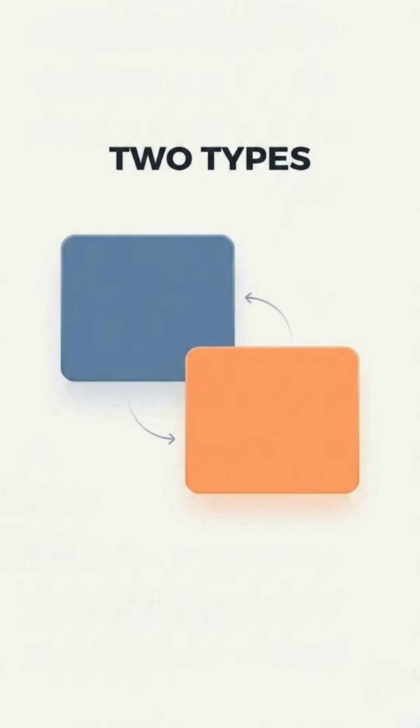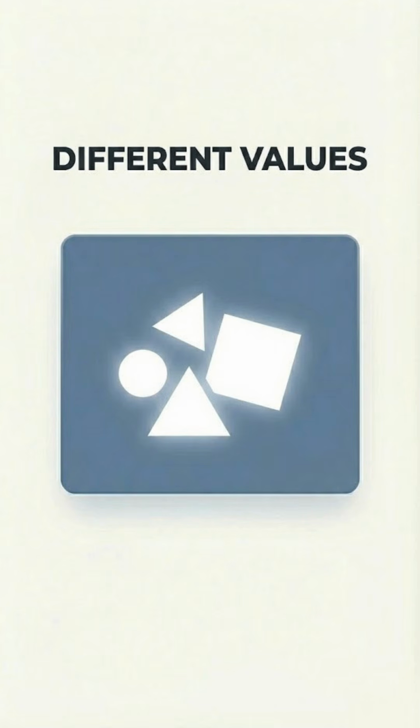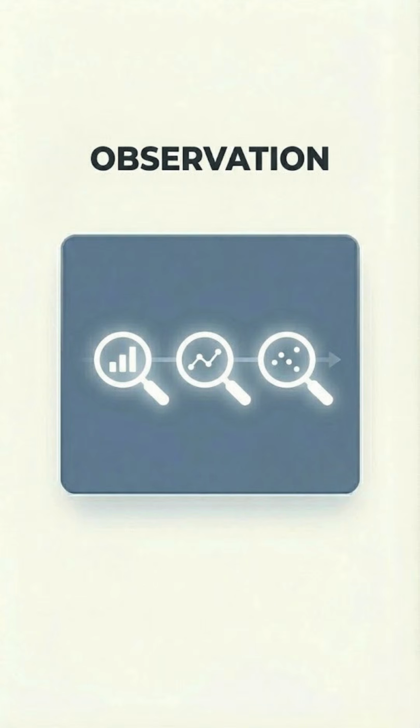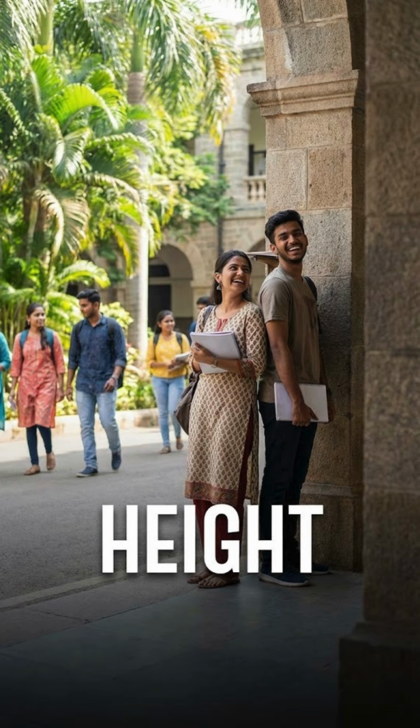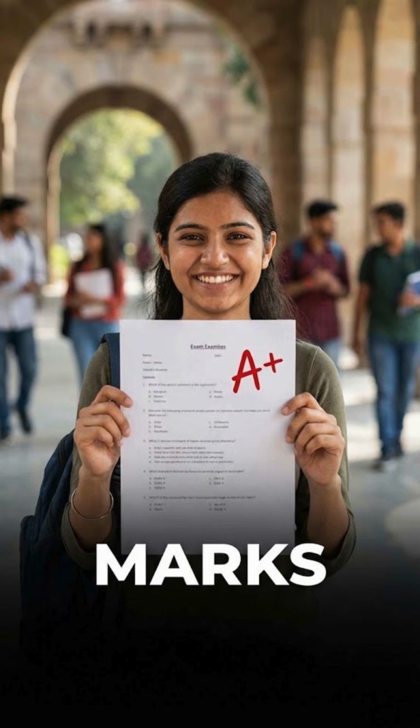Variables come in two types. But first, what is a variable? A variable is any characteristic that can take different values. It is something that changes from one observation to another. For example, height changes from person to person. Income changes from family to family. Marks change from student to student.